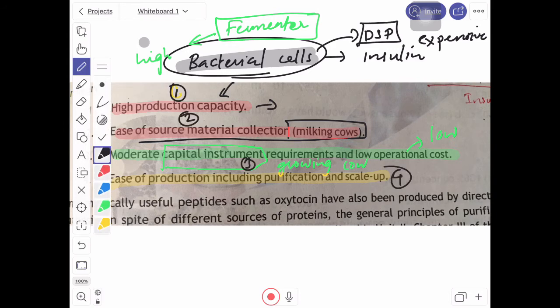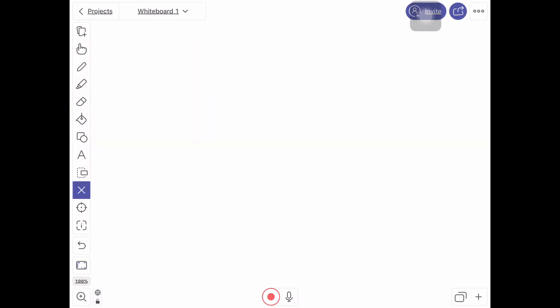It's a very innovative idea. We'll see what are the factors which we need to keep in our mind before charting out any purification schemes. First one is, you should know the exact source of material.